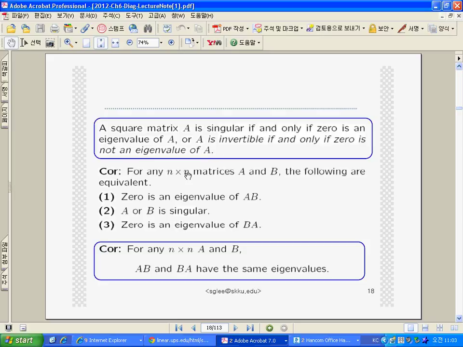And for the corollary, for any n by n matrices A and B, the following are equivalent: 0 is an eigenvalue of AB, AB is singular, and 0 is an eigenvalue of BA. From this observation, you can find that AB and BA have the same eigenvalues. It's a very interesting thing. But if this corollary works for n by n square matrices, what if the matrices have different sizes? What conclusion can you expect? For matrices of different sizes, if the product is defined, they have the same eigenvalues, with extra 0 eigenvalues accounting for the difference in sizes.